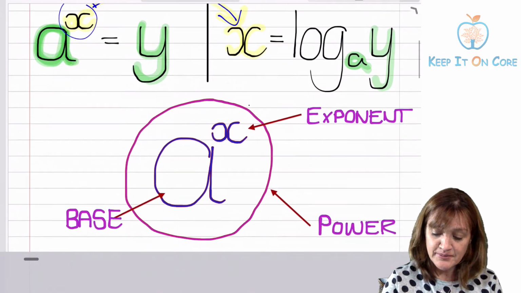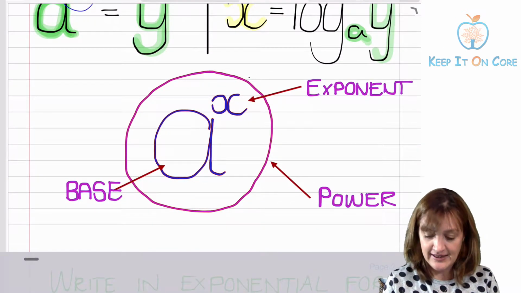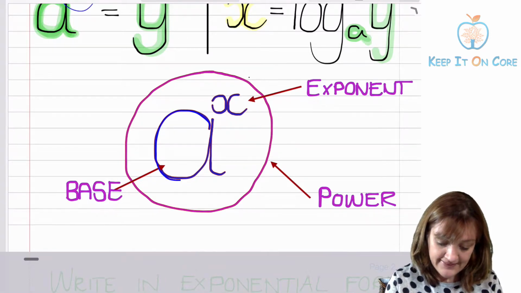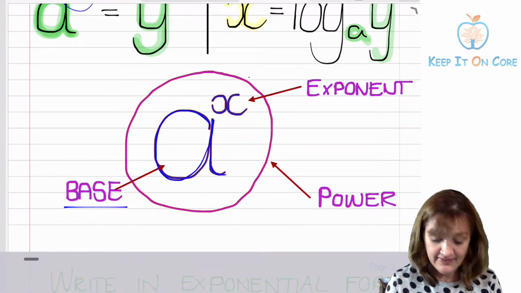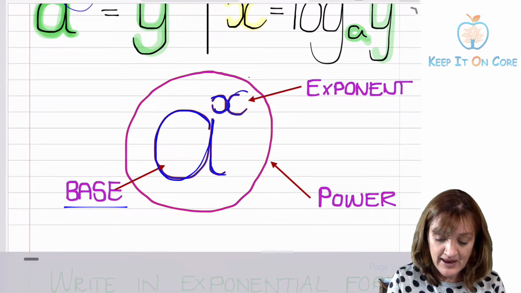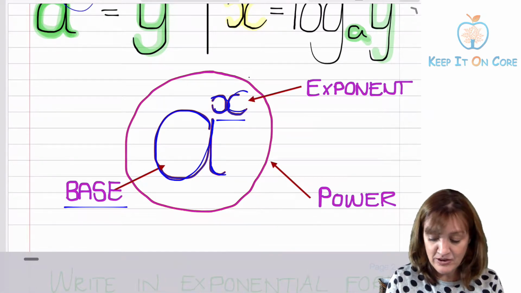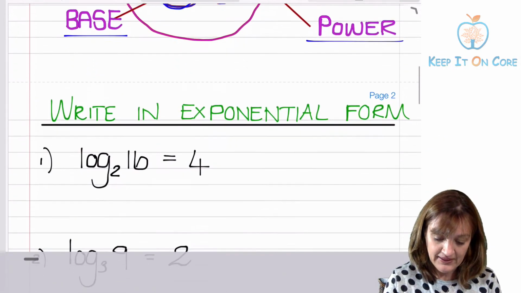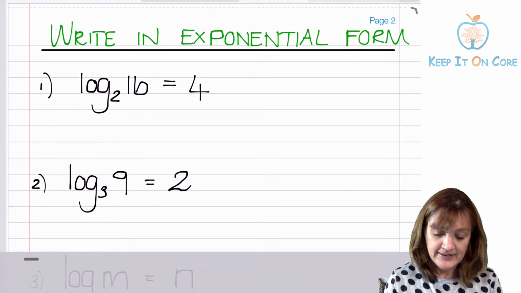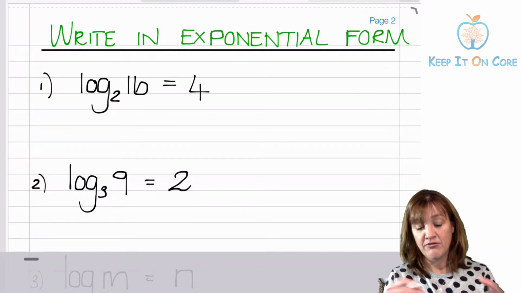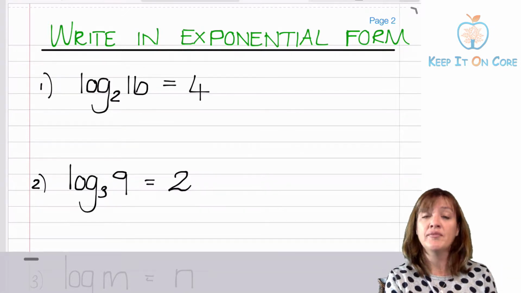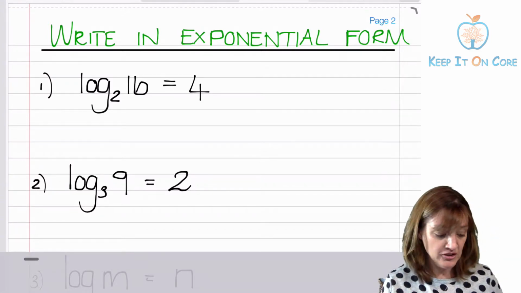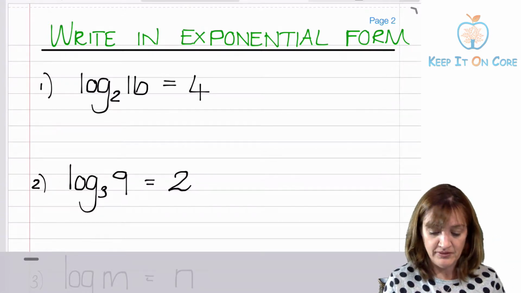Just a bit of terminology. Make sure we clearly understand that if you've got a power such as this, this a over here represents the base. This is my exponent, and a to the power of x, that value of it we're going to call the power value. All right, so let's quickly practice writing something that was given to us in log form in exponential form. This is a very important thing you have to be able to do. It's just essential that you know how to do this.